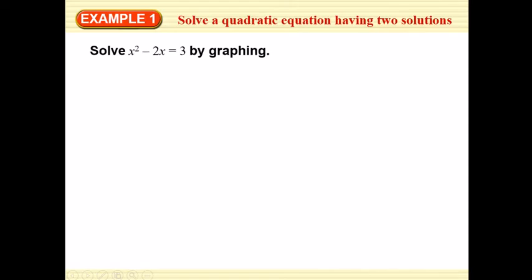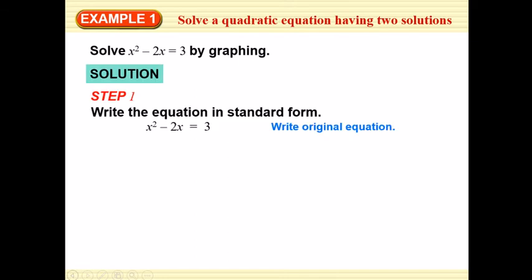So let's go ahead and look at example 1. First step that we need to do is we need to take that x squared minus 2x equals 3 and put it into standard form. Right? So I need to subtract 3 from both sides. Now that it's in standard form, I can go about graphing it.